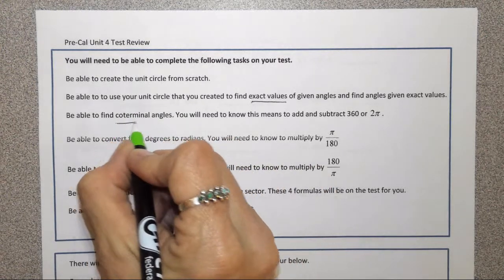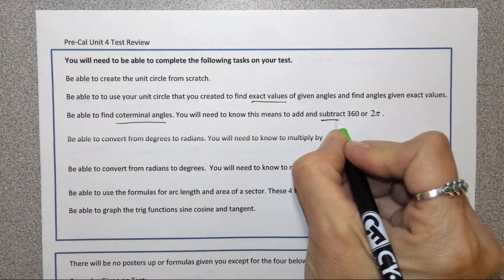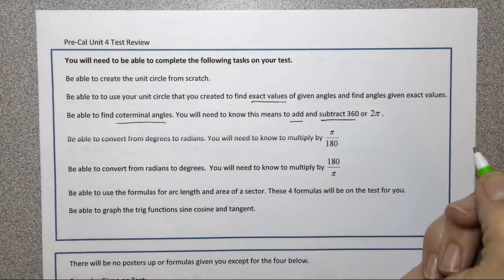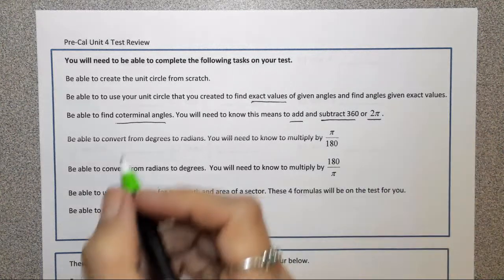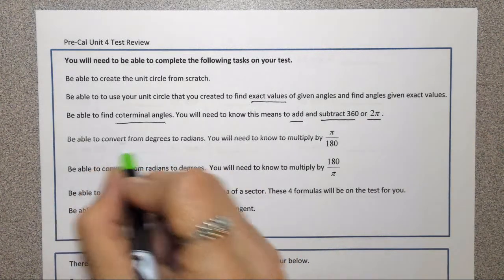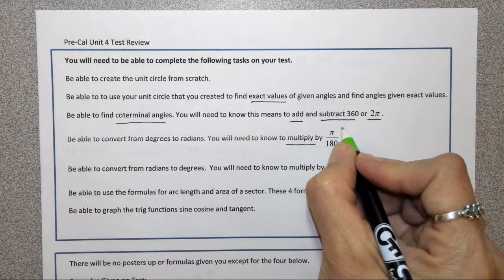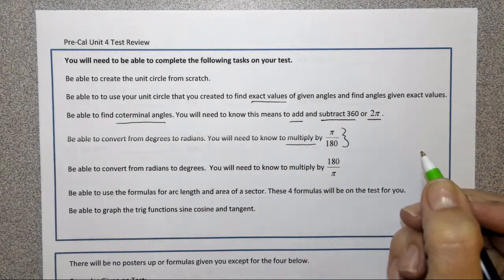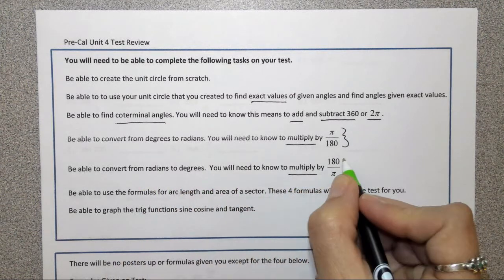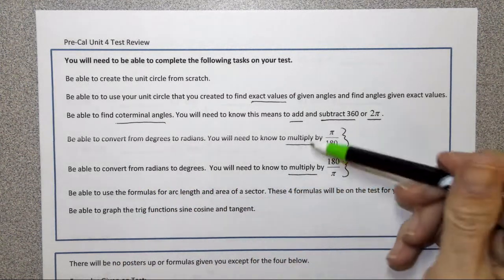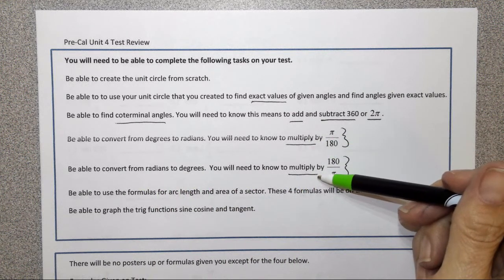You need to know that when you see this word coterminal, if it's in degrees, you're going to add and subtract 360. If it's in radians, you're going to add and subtract 2 pi. You need to know that to convert degrees to radians, you need to multiply by pi over 180. And when they want you to go from radians to degrees, you're going to multiply by 180 over pi. Again, I will not be able to give you these two conversions. You need to know them before you walk in the room.